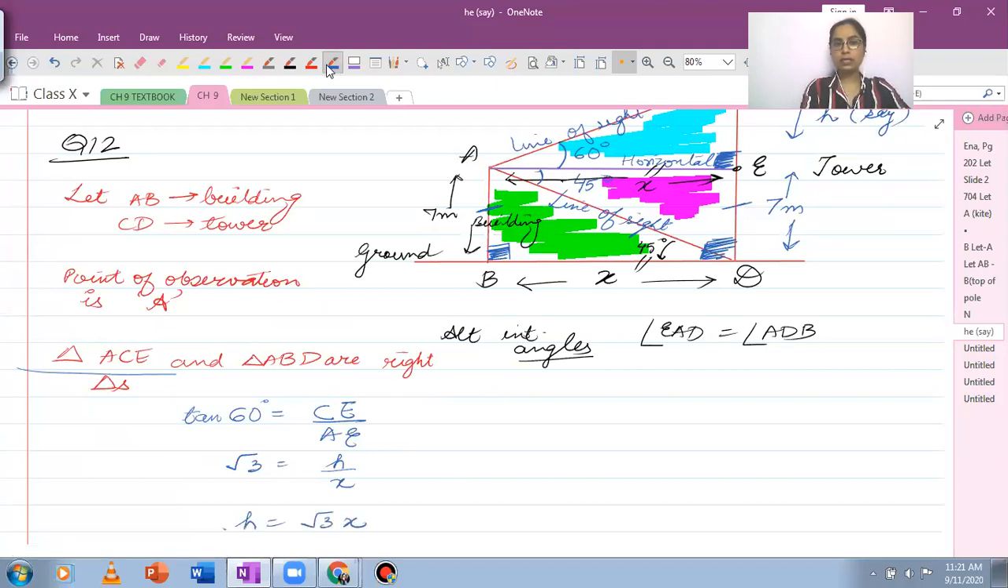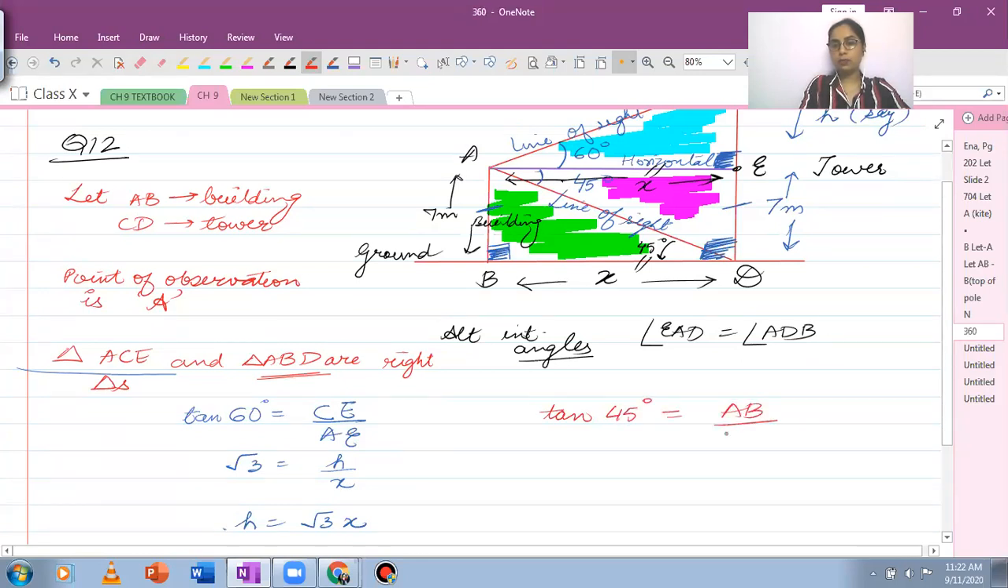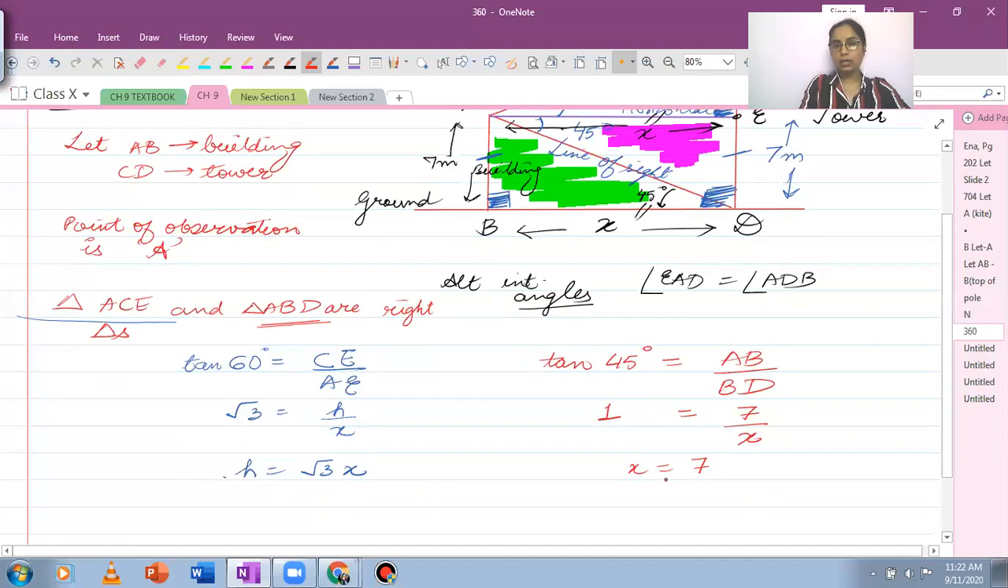Now in the second triangle, triangle ABD, I'm going to again use tan 45 degrees. This will be equal to AB upon BD. So tan 45 is 1, AB is 7 and BD is X. From here, X comes out to be 7. And now I can use this value over here. So H will be 7 times root 3.